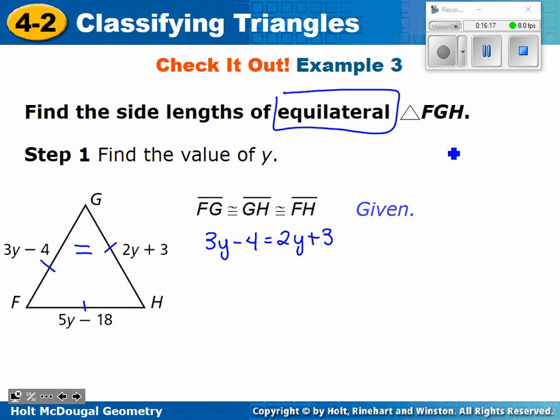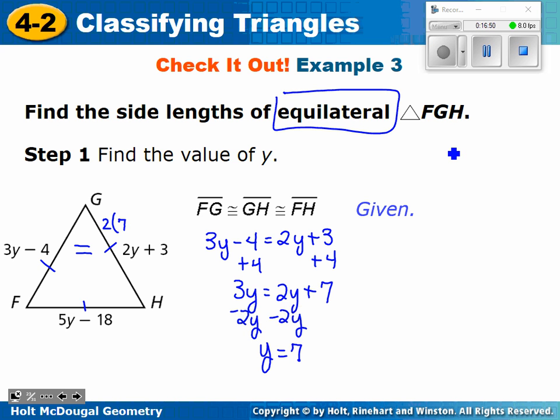Add 4. So 3y is equal to 2y plus 7. What do you want to do from there? Subtract 2y. So we have y equals 7. Again, watch your directions. It may be that that's all you have to do, but the directions up here said find the side lengths. How many times do we need to plug it in? Just once. They're all the same. So it doesn't matter where you plug it in. I'll plug it in over here where we have 2y plus 3. What's 2 times 7 plus 3? 17. 14 plus 3, which is 17.